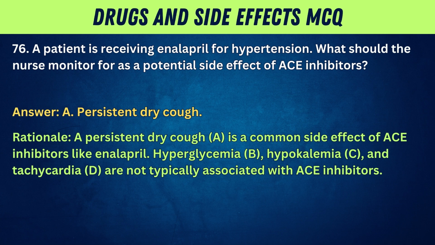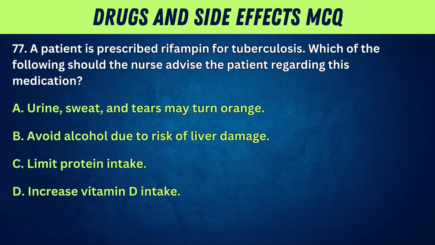Rationale: a persistent dry cough, A, is a common side effect of ACE inhibitors like enalapril. Hyperglycemia, B, hypokalemia, C, and tachycardia, D, are not typically associated with ACE inhibitors.